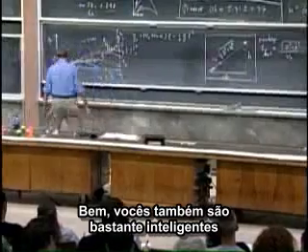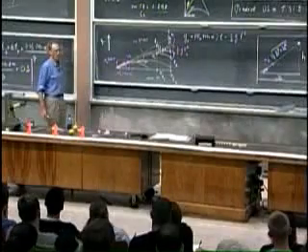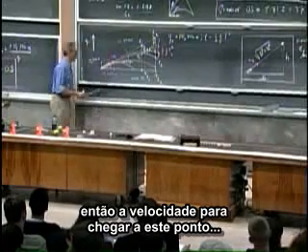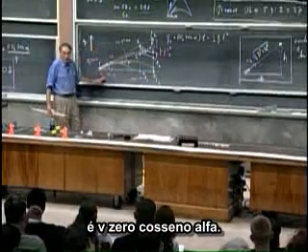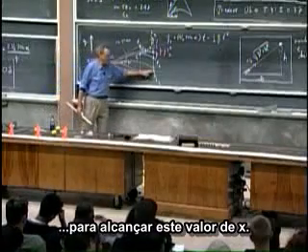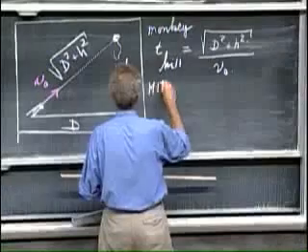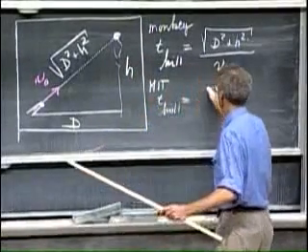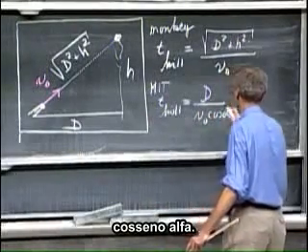But you people are also quite smart. And you look at this diagram, and you said, no, no way. If this distance is d, then the speed to reach this point is v0 cosine alpha. In other words, the time that it takes for this object to reach this value of x, so for 26.100 MIT students, t-kill equals d divided by v0 cosine alpha.